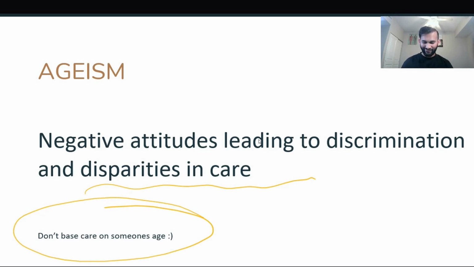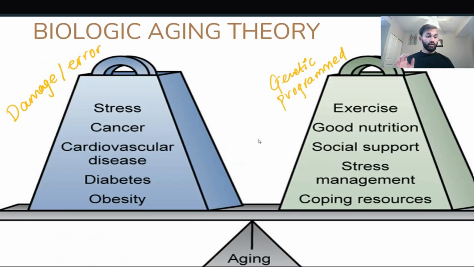Smiley face. Okay, now we'll talk about the biological aging theory, which could be a little bit confusing, but this is what we have divided. When we talk about the biological aging theory, there are two categories: the damage or error theory, as well as genetic or programmed. With the genetic theory, we believe that aging is part of life and it is genetically programmed. So we are genetically programmed to become old.